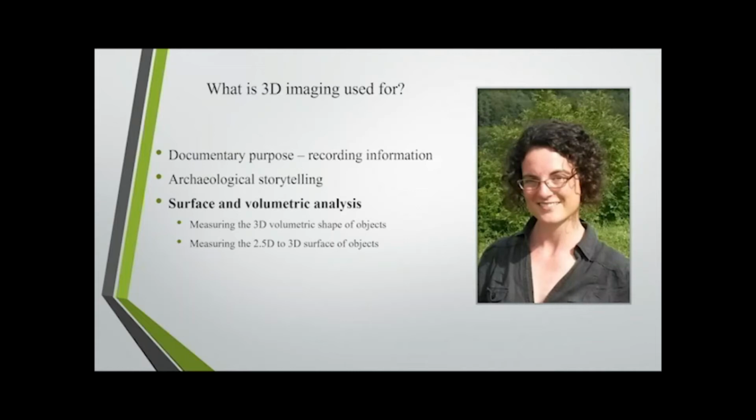Image-based modeling is a really amazing data source for doing both of these things, for measuring the 3D shape of objects in the volumetric shape sense and for measuring the 2.5 to 3D shape of the surface of an object. That is that third area, which in archaeology is often referred to as morphometrics, which is morpho, shape, metrics, measure, so measuring the shape of things.